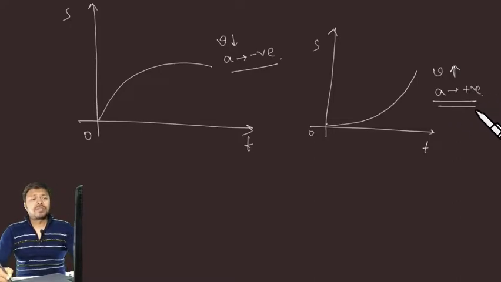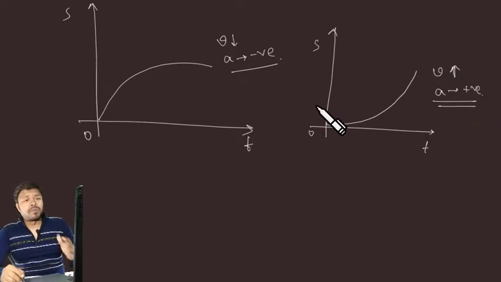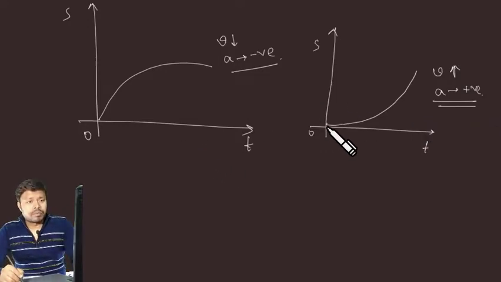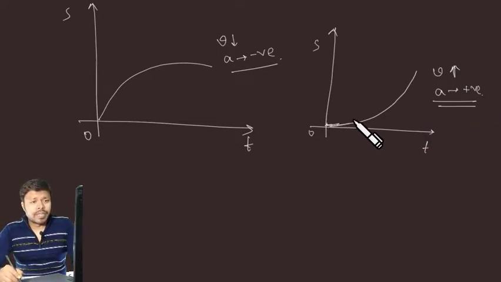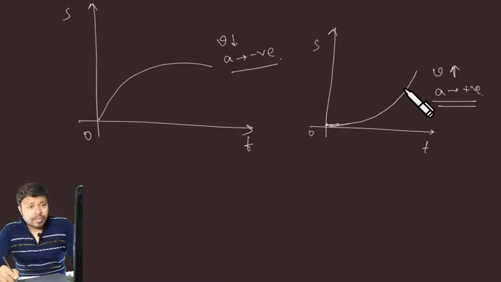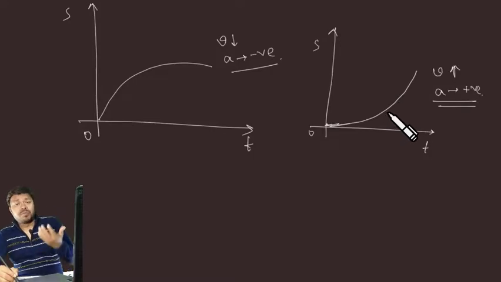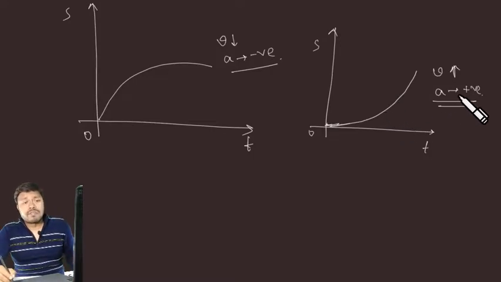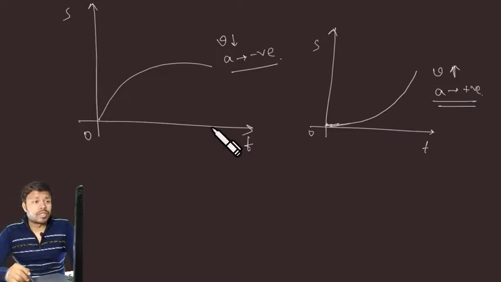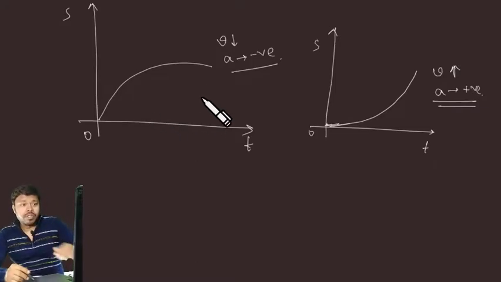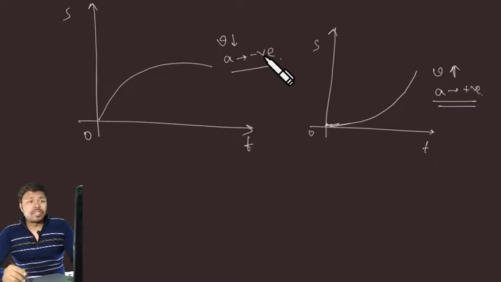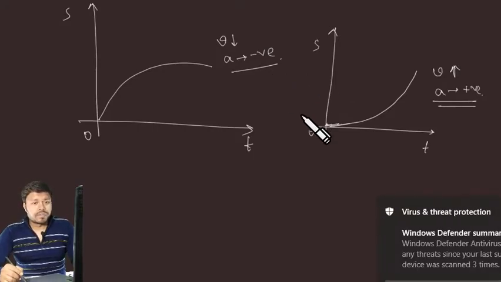Okay. If you think about a bowl, if the bowl is just erect, kept upright, the curvature of the bowl is upward, then the velocity increases and the acceleration is positive. Whereas if the bowl is upside down, then the velocity is decreasing and the acceleration is negative. Okay, so these are the two things we can conclude from this.